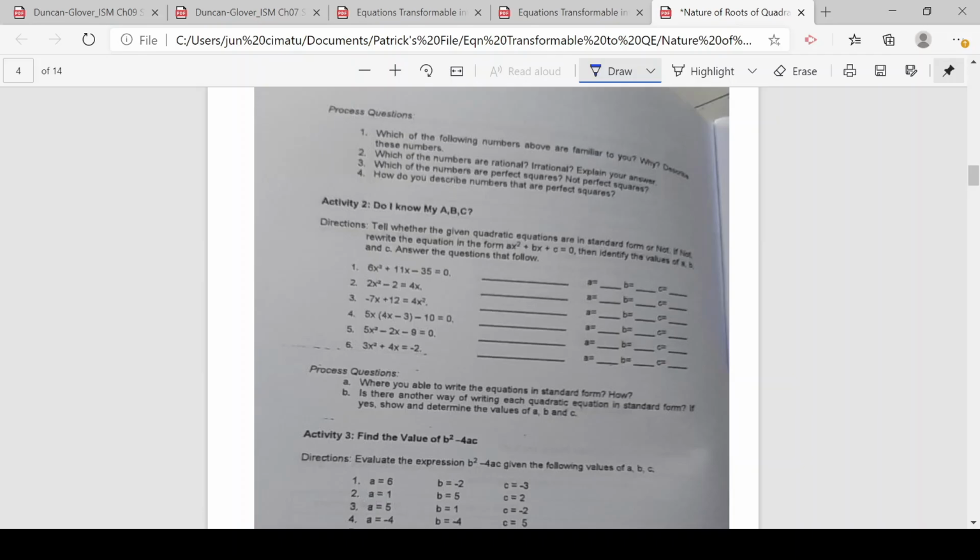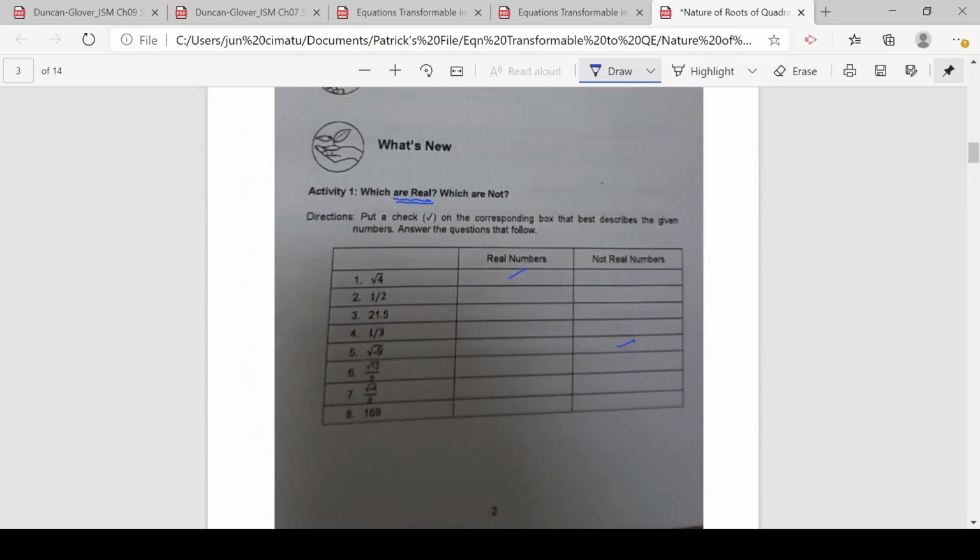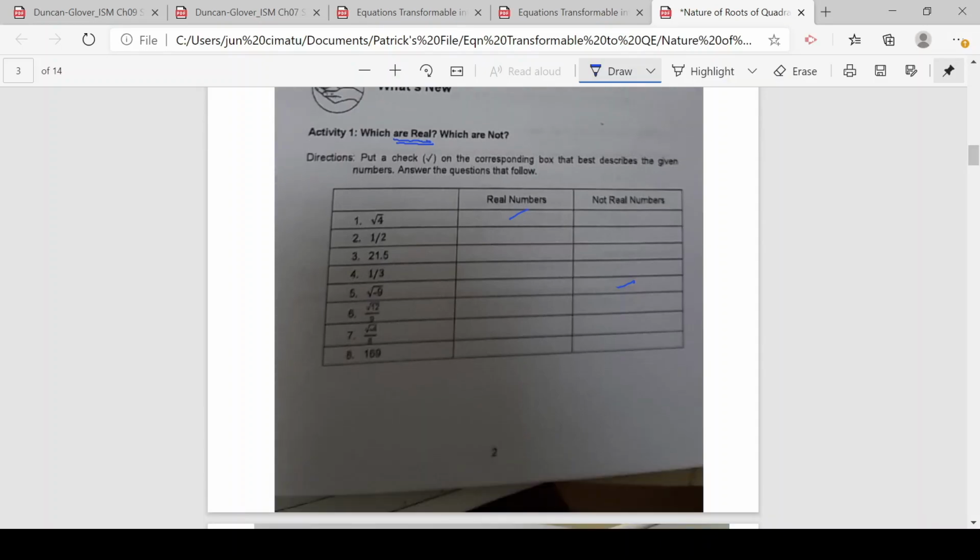Explain your answer. Which of the numbers are perfect squares? Tingnan mo dun, pag in-square root mo, eksakto, gamitin mo yung calculator, and then square root, pagka binigay yung sagot ng eksakto, perfect square. Not perfect square, yung may mga decimal. Or, pag in-extract mo yung square root, hindi eksakto ang number. Halimbawa, square root of 12, hindi yan eksakto, ano? So, hindi yan perfect square.